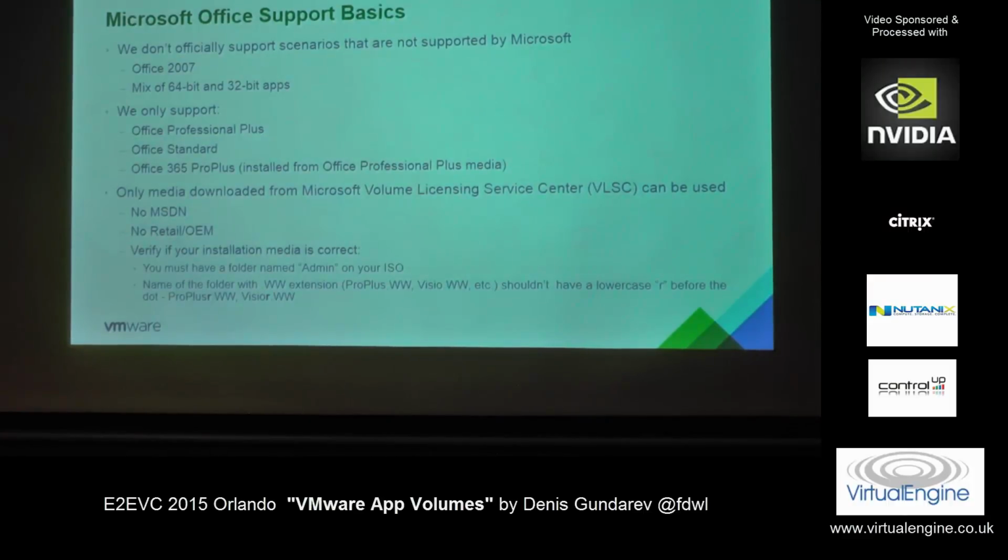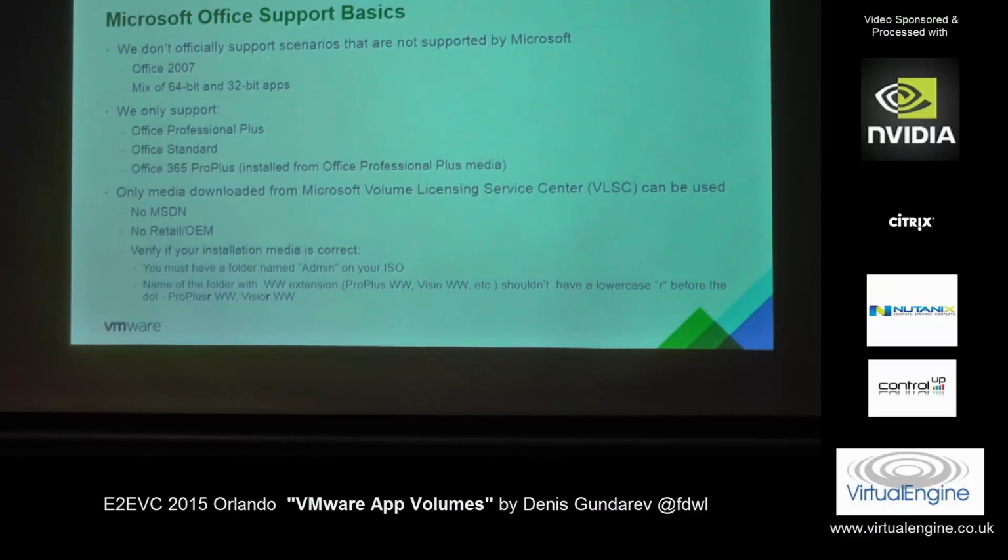First thing about Microsoft Office is just, okay, if you are bored about AppVolumes, let's talk about Microsoft Office and Microsoft licensing. First thing, if you're virtualizing Microsoft Office with any application virtualization solution, if you run Microsoft Office on a VDI deployment, you can use only Office Professional Plus, Office Standard, or Office 365 Plus which is installed from the Office Professional Plus installation media. You can use only these editions.